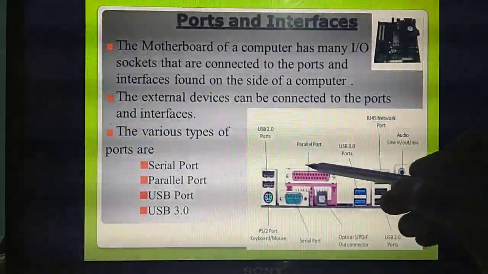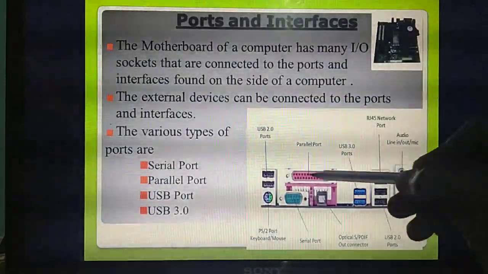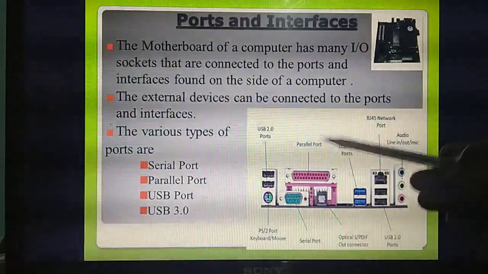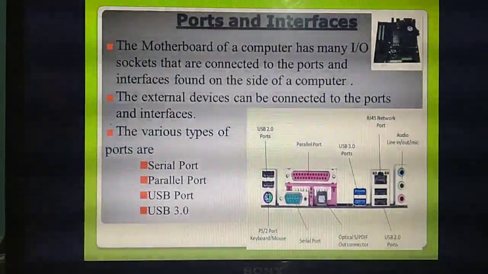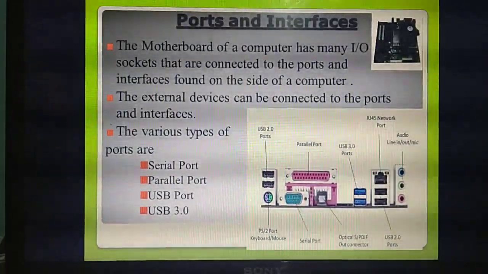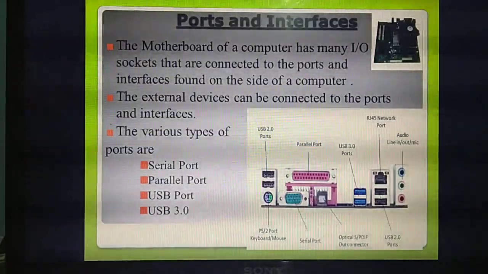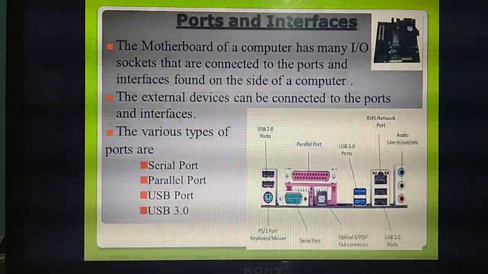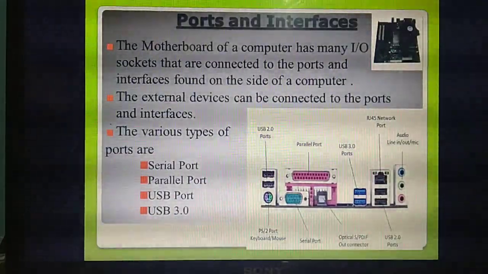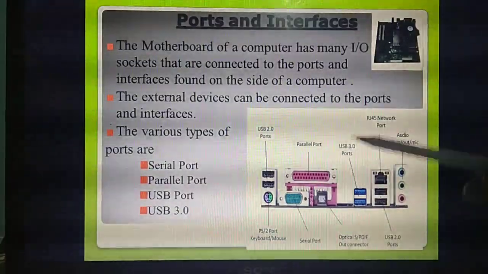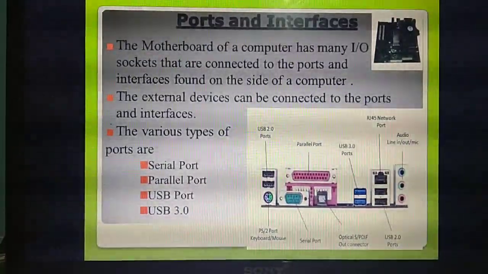Next thing is parallel port. Have you seen that pink color or slight red? This color. This is called the parallel port. So what's the use of this port? To connect printers. Okay. So if you need to connect a printer to your system, if you need to connect a printer to your CPU, which port do you need to connect? This parallel port.